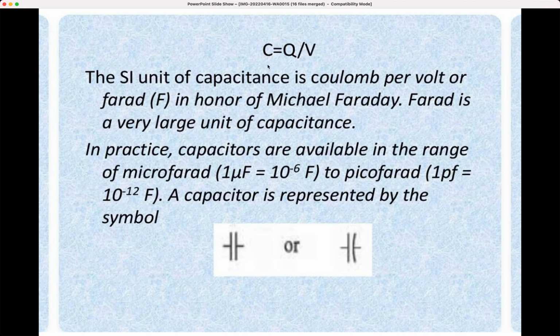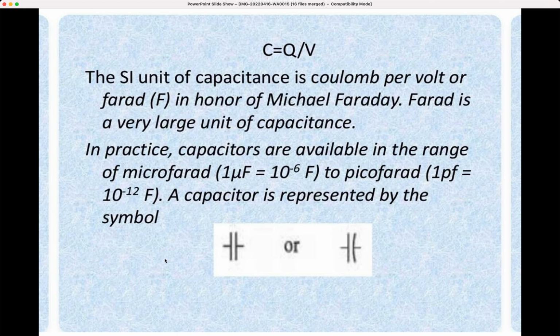C is equal to Q by V. Capacitance is equal to charge Q by voltage V. The SI unit is coulomb per volt, or farad, in honor of Michael Faraday. Farad is a large unit of capacitance, so normally capacitors are available in the range of microfarad. See the relation: 1 microfarad is equal to 10 raised to minus 6 farad, and 1 picofarad is equal to 10 raised to minus 12 farad.